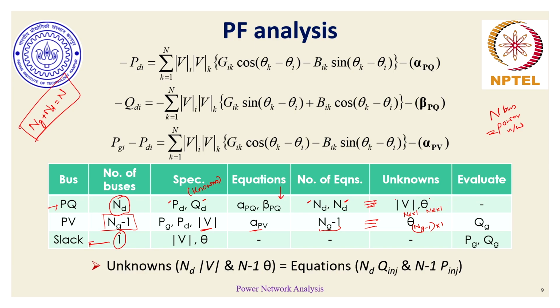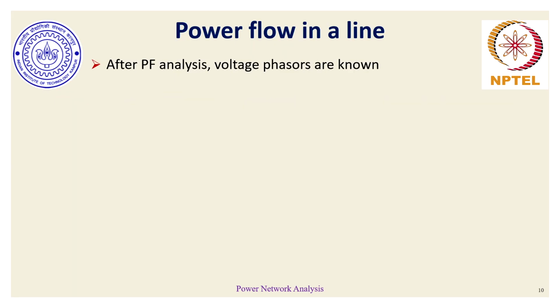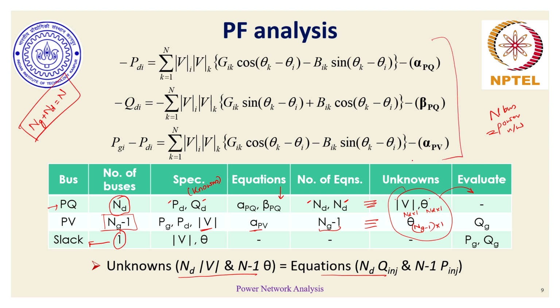So basically, there is a matching between the number of unknowns and number of equations, which can be solved by any technique at hand. And after we solve these equations and get these unknowns, we can then use them to evaluate the remaining quantities like reactive power generation for PV bus, real and reactive power generations at slack bus, real power flows, active power loss, etc. The next few slides enumerate what is done after power flow is solved. We have still not seen how power flow equations are to be solved. We have only looked at the structure of these equations, and we'll see from the next lecture onwards how these equations can be solved.